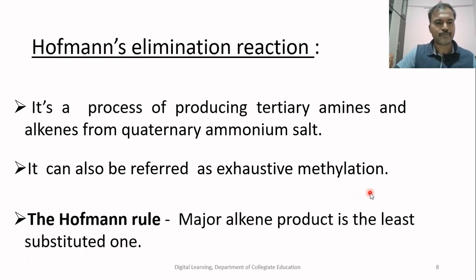And the most important point here is that the major alkene product obtained by the Hofmann elimination is the least substituted one.